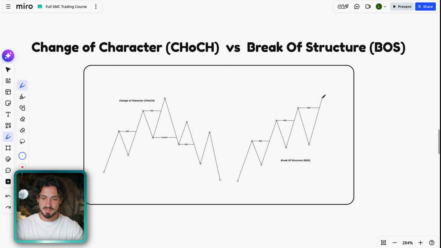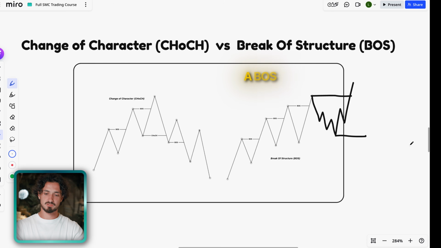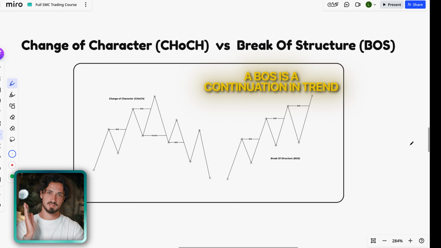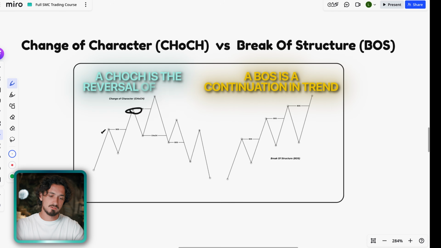At this point, you would probably expect price to come back and go again and give you another break of structure. At this point, this would be your new swing low and this would be your new swing high. So a break of structure is simply a continuation in trend. A change of character is the reversal of trend.